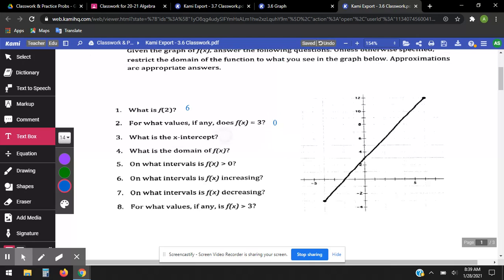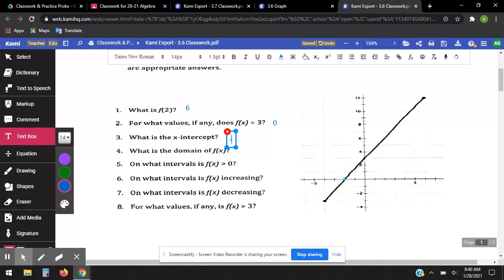What is our x-intercept? So where is it crossing the x-axis? Right over here. And that looks like it's at -2. So let's put -2.